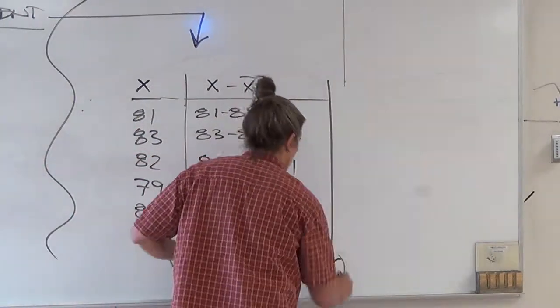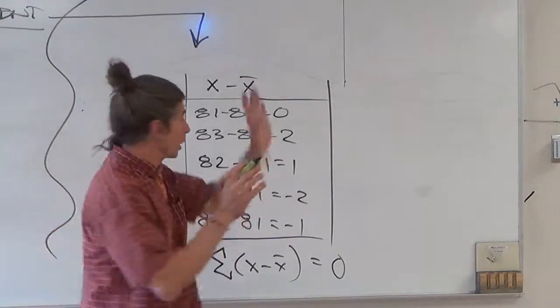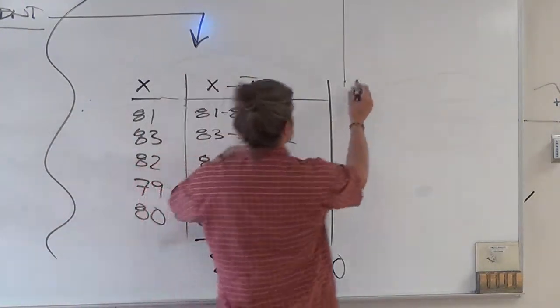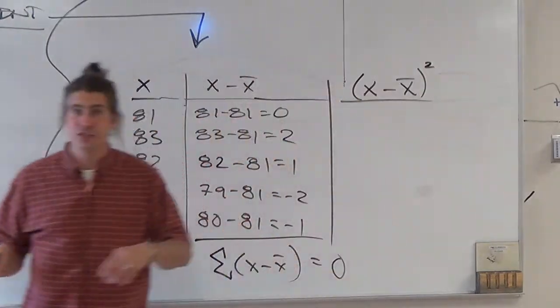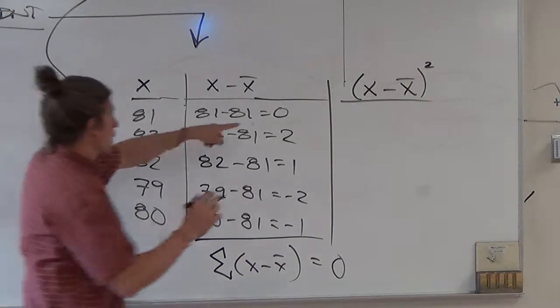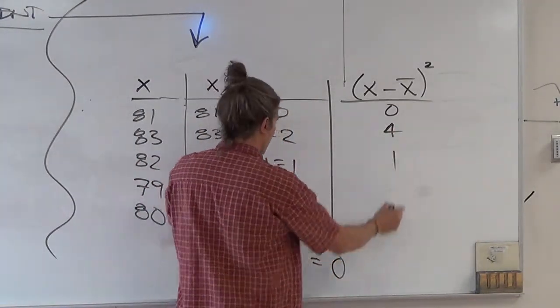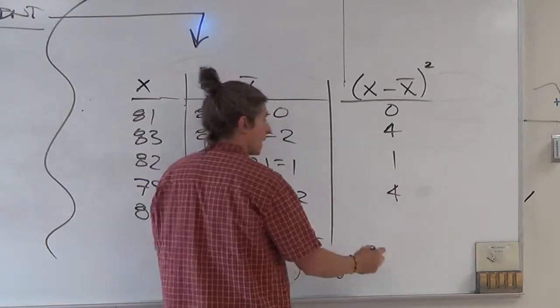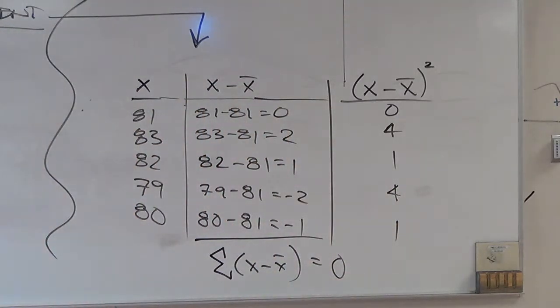Well, my actual vote is squaring them. That's right. Oh, Cody proposed square. Good. One way to get rid of this cancellation problem is to square the results. That will get rid of the negatives, won't it? It'll take a 0, make it 0. It'll take the 2 and make it 4. It'll take the 1 and make it 1. It'll take the negative 2 and make it 4. It'll take the negative 1 and make it 1. That's one way of getting rid of the negatives.